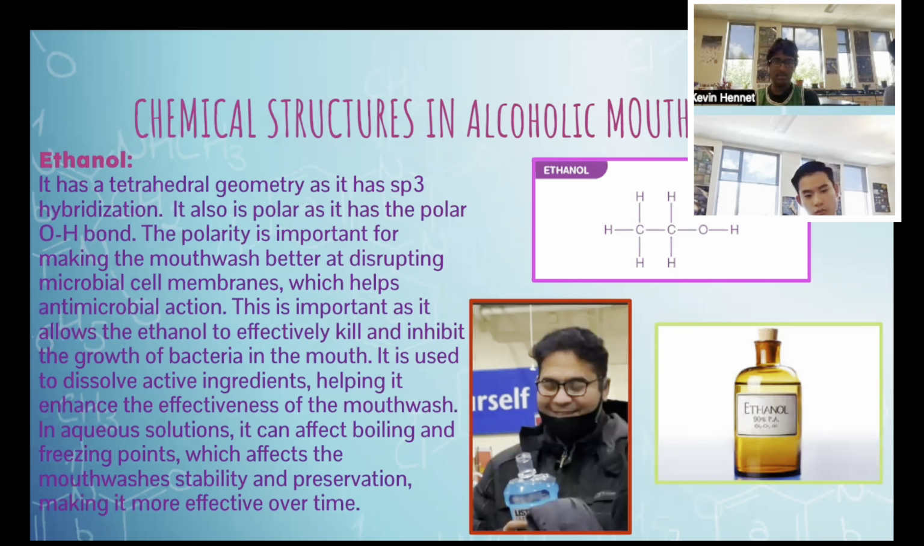So next we have chemical structures in alcoholic mouthwashes. The first one is ethanol, which has a tetrahedral geometry with sp3 hybridization. It is also polar and has a polar OH bond. The polarity is important because it makes the mouthwash better at disrupting microbial cell membranes, which helps the antimicrobial action. This is important because it allows the ethanol to kill and inhibit the growth of bacteria quickly, and it is also used to dissolve active ingredients, making it more effective.